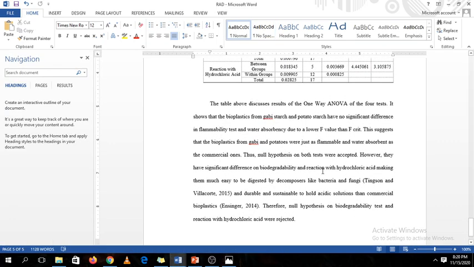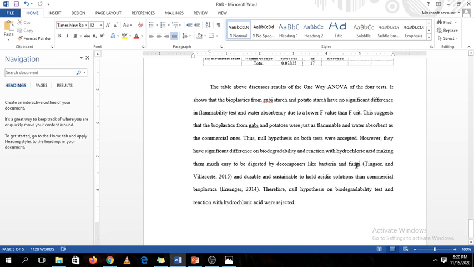Then, in this case, what is the significant difference? The biodegradability and the reaction with hydrochloric acid. Then you try again to explain or to cite studies that support your results. Because the bioplastics are easily decomposed by bacteria and fungi, according to Tingson and Villacorte. And of course, they must be durable in acidic solution, according to Ensinger.